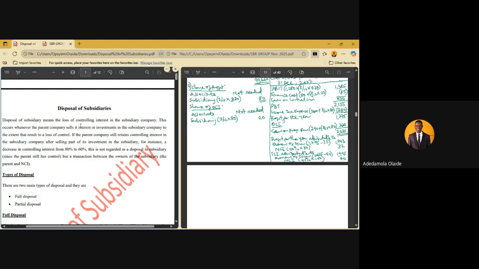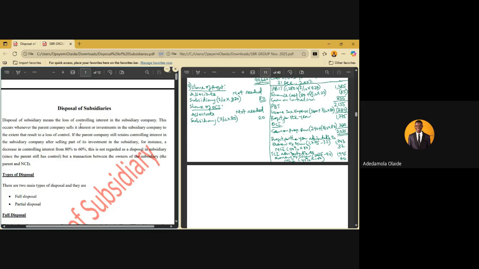However, we have two types of disposal, or let me say disposal can take three forms. Basically, we have full disposal and partial disposal. Full disposal is where the parent company has maybe 90% in an entity and they sold the whole 90%. Fine, that's a full disposal. They have 60% in an entity and they sold the entire 60%. That's full disposal.